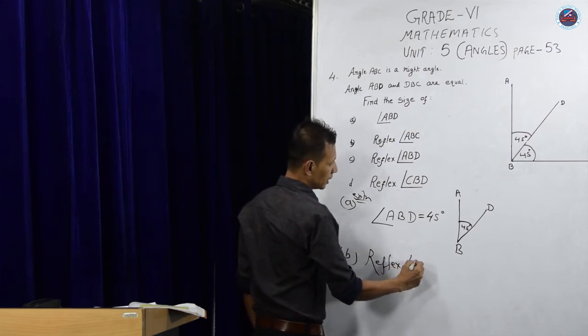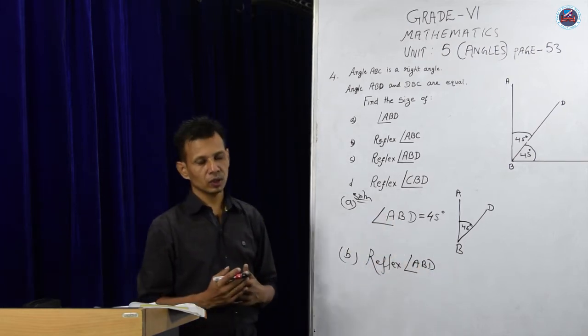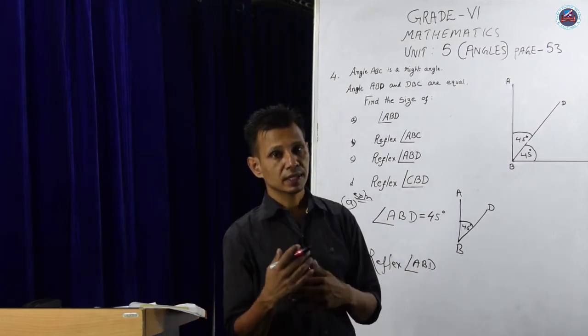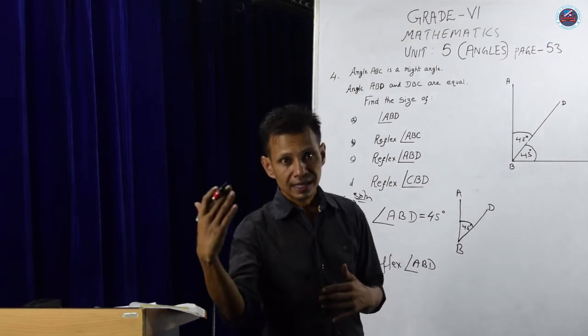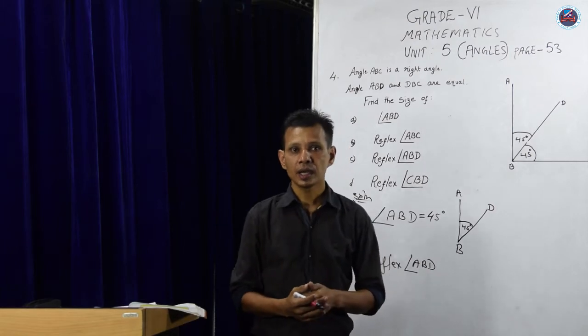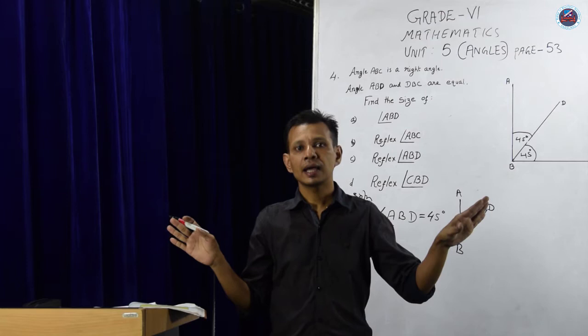Reflex angle. ABD. Reflex angle, you know what is reflex angle, right? A reflex angle is more than 180 degrees, less than 360 degrees. Between 180 degrees to 360 degrees, all are reflex angles.